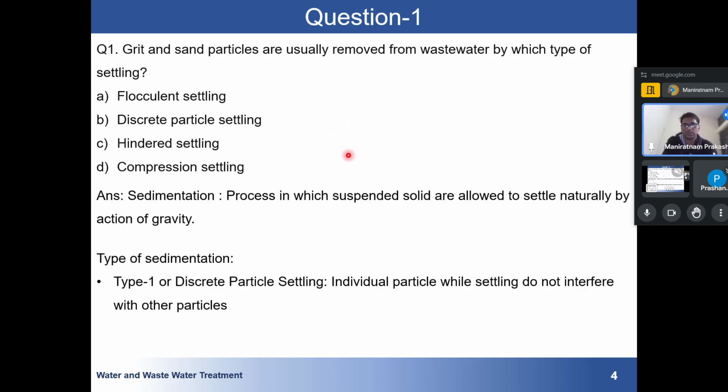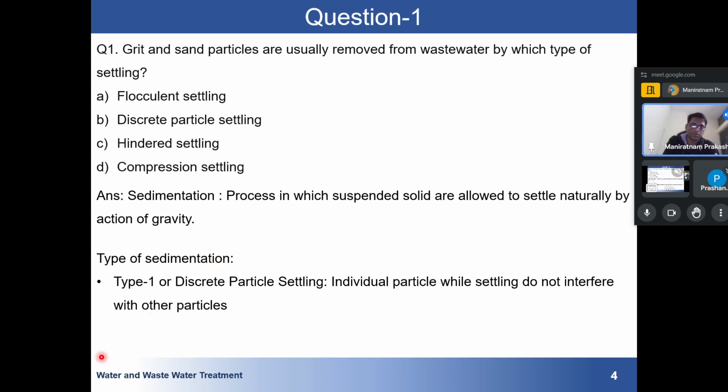Now consider a tank. It will contain some wastewater. That wastewater will contain some grit or sand particles, which will have their own weight. I won't say heavier, but they will have some weight. So what will happen with time, when it stays in this grit chamber, is that it will start to settle down.